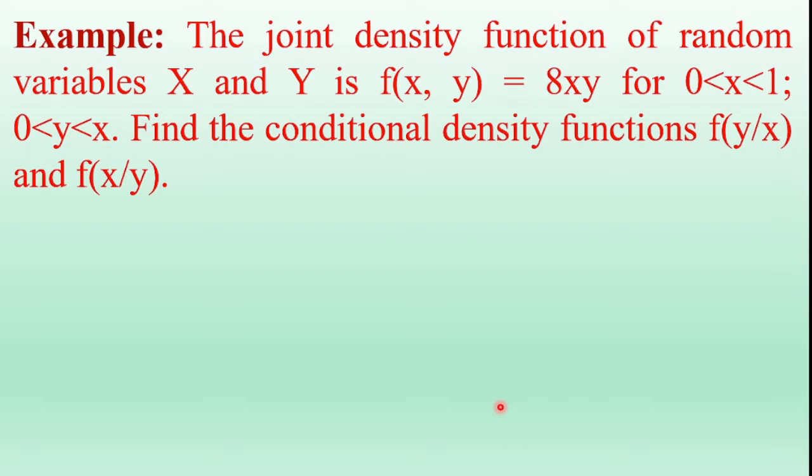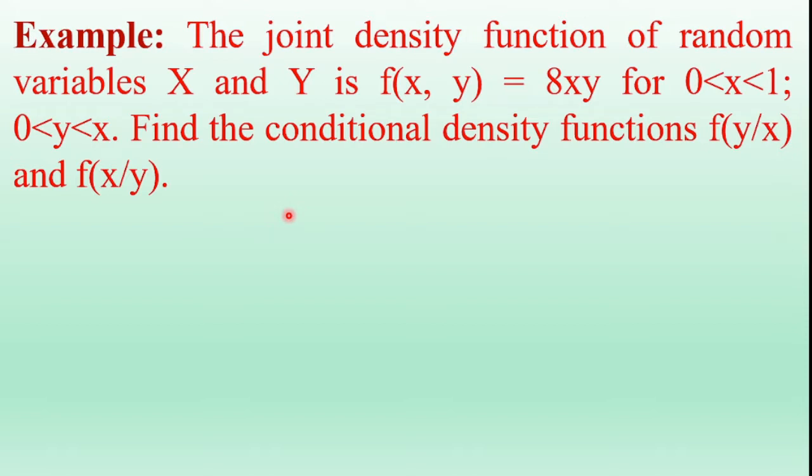In this video, I am going to discuss a conditional probability density function example. The given example is: the joint density function of the random variables x and y is f of x comma y is equal to 8xy for x is equal to 0 to 1 and y is equal to 0 to x. Find the conditional density functions f of y by x and f of x by y.